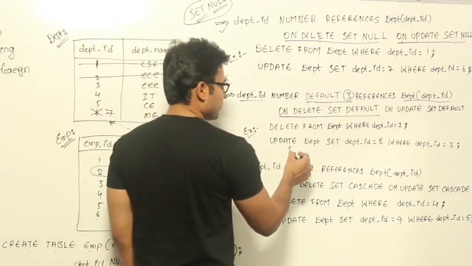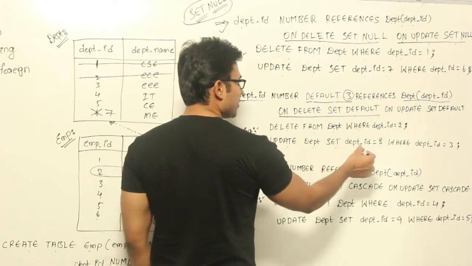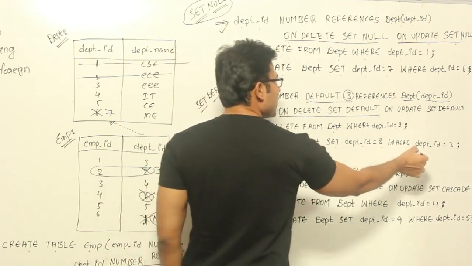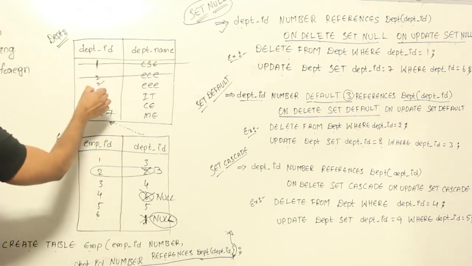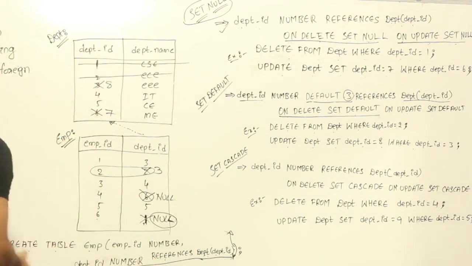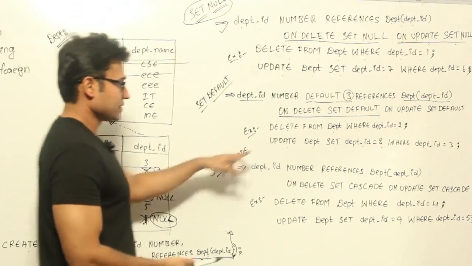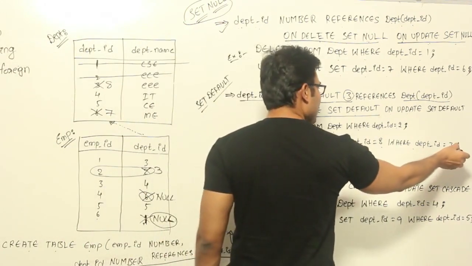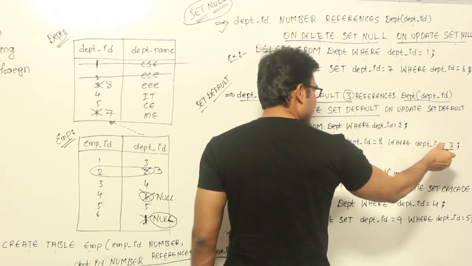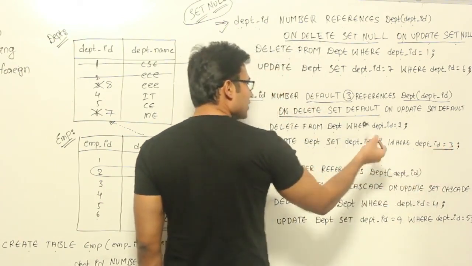Okay. Now let's say this one. How does this one work? Update department, set department ID equal to 8, where department ID equal to 3. Which means if you try to make it 8, then who will get affected? Okay, so you are not supposed to do this. The reason is, 3 you have already maintained as default, and now you are going to change that to 8.